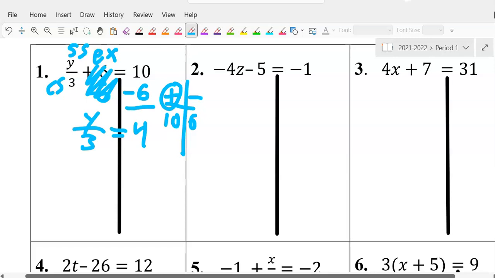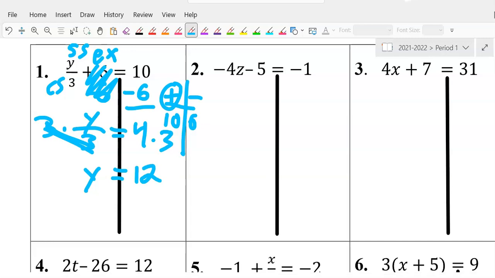Okay, now what? Now we do multiplication. Multiply by 3 on both sides. Okay, good. What do we get? Y equals 12. Okay, good. Is that what everybody has? Yeah. Okay, are we done, Crazy Monkey? Yeah, we are, but we can check.